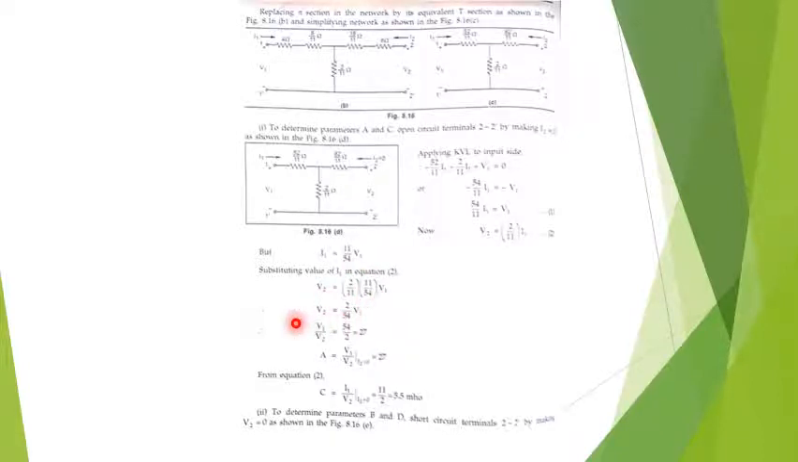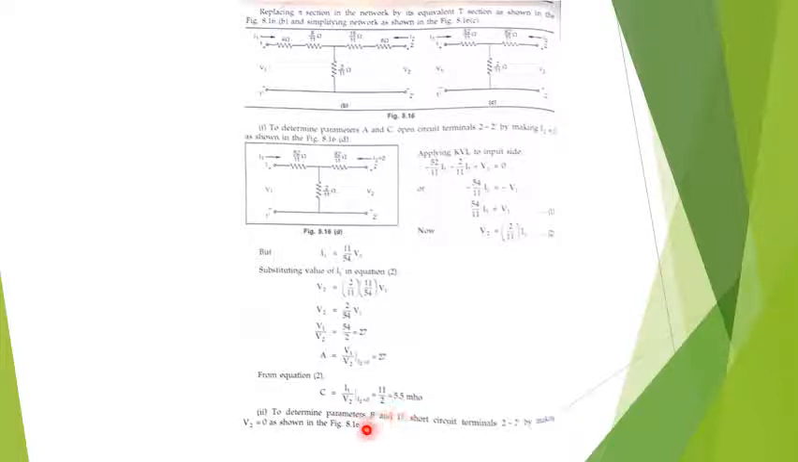So I can easily find out the first transmission parameter A, which is nothing but the ratio of V1 and V2, which is working out to be here as 27. Because it's a voltage ratio, it will not have any unit. Similarly, from equation 2 here, I can get the second transmission parameter, that is C, which is nothing but I1 upon V2. So I1 upon V2 is nothing here but 11 by 2, that is 5.5. It is in admittance form, so the unit will be mho.